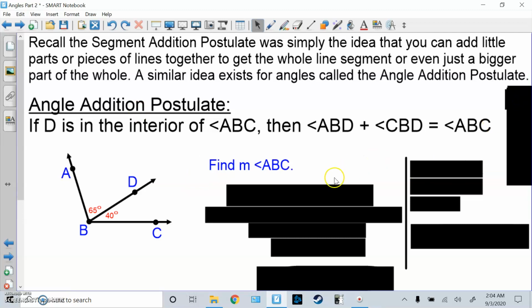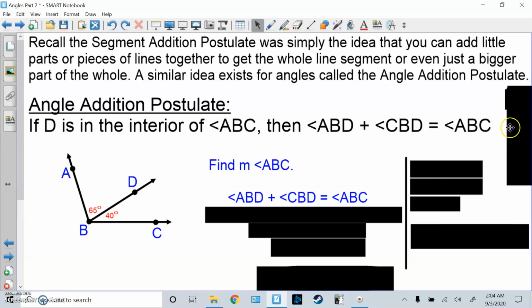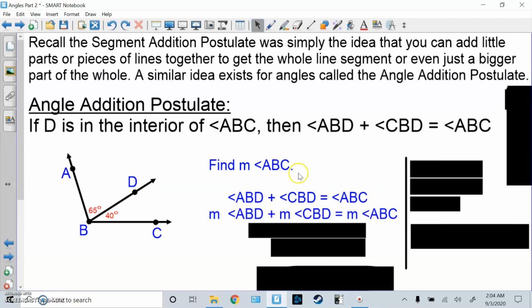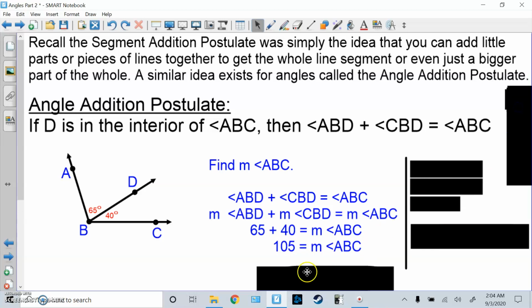So let's just find the measure of angle ABC. So here's the angle addition postulate. Now to be technical, you're supposed to then change it to, if the angles together make the whole thing, then the measures of each angle are supposed to equal the measure of the whole thing. Then I fill it in. Angle ABD, this top one, is 65. Angle CBD, this bottom one, is 40, and we don't know the whole thing. Combine like terms, you get 105. Then make sure you put the correct unit. So the measure of angle ABC is 105 degrees.